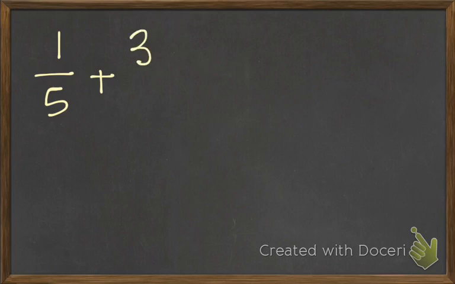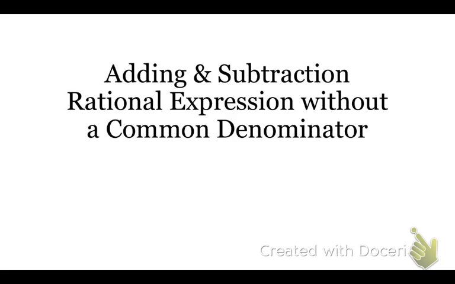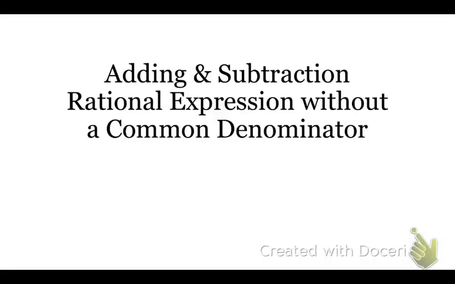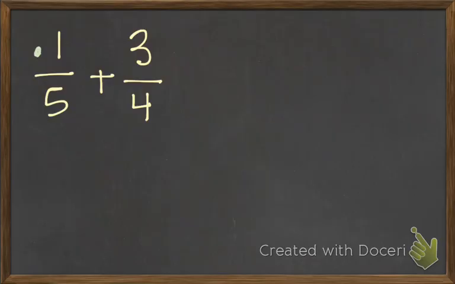Let's use yellow. Say you have 1/5 plus, I don't know, 3/4. We need to figure out what 5 and 4 both go into so that we can get a common denominator. Let's use this pretty green. I'm going to multiply this by 4 to top and bottom.